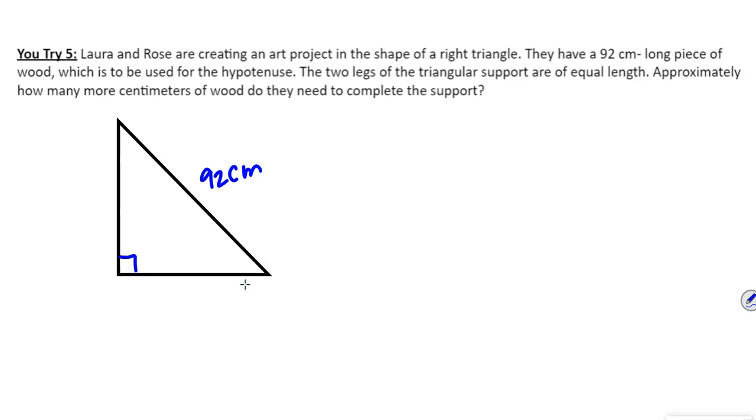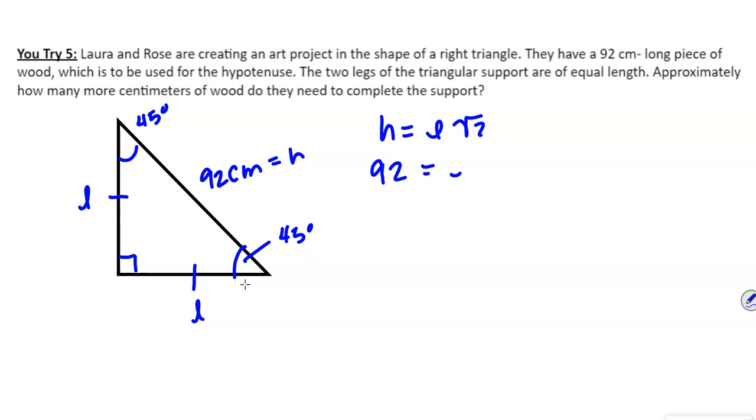The two legs of the triangular support are of equal length. These are of equal length. That means this has to be a 45, 45, 90 triangle, right? Okay. Approximately how many more centimeters of wood do they need to complete the support? So that means we're going to try to find our legs here, right? So once again, we're using H equals L square root of 2. So this is equal to our H. So we're going to say 92 is equal to L times the square root of 2.